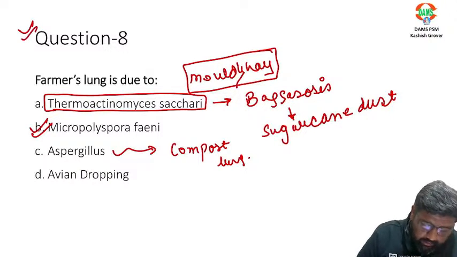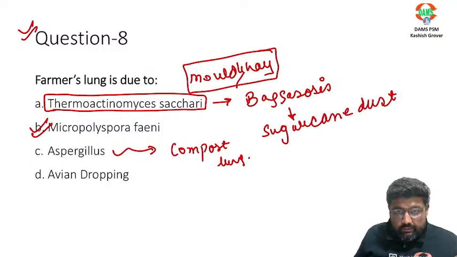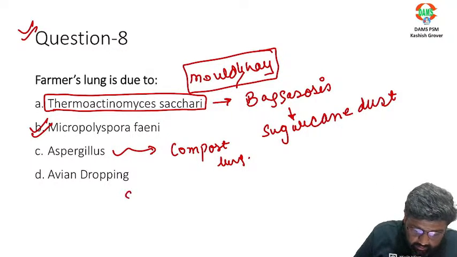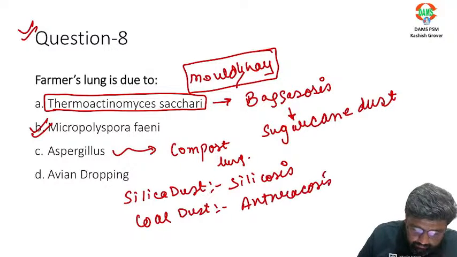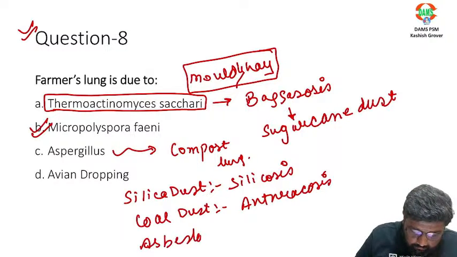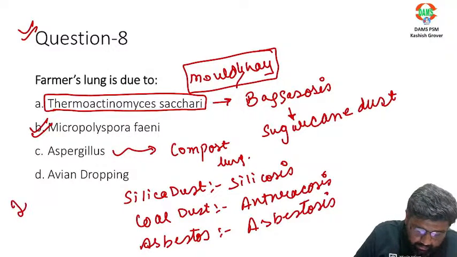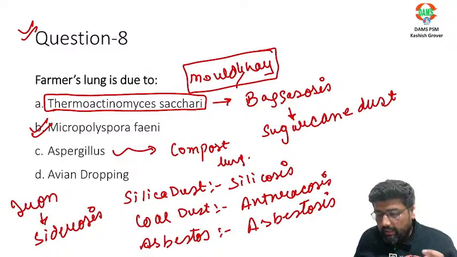So we have revised. Okay, let us revise another pneumoconiosis. Silica dust causes silicosis. Coal dust causes anthracosis. What about asbestosis? And last, what about iron? Iron causes siderosis. Very good beta, very good.